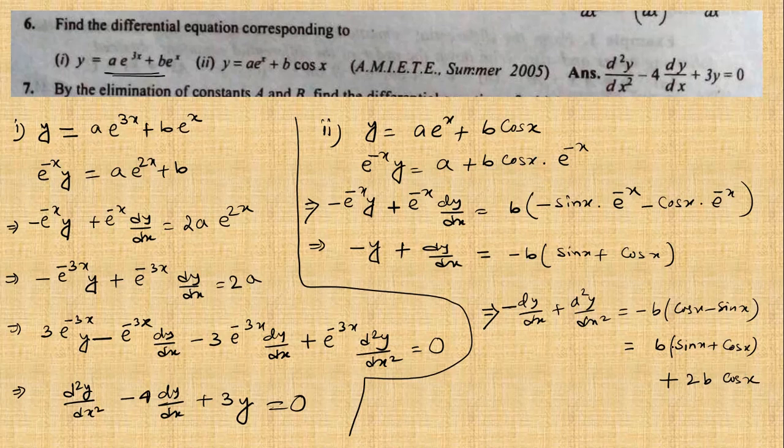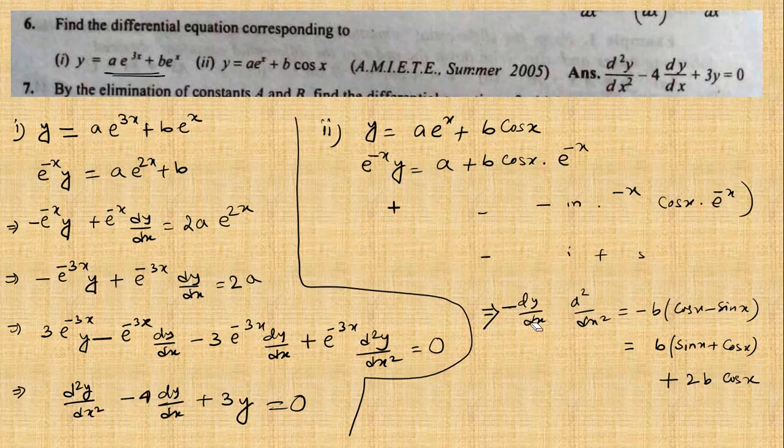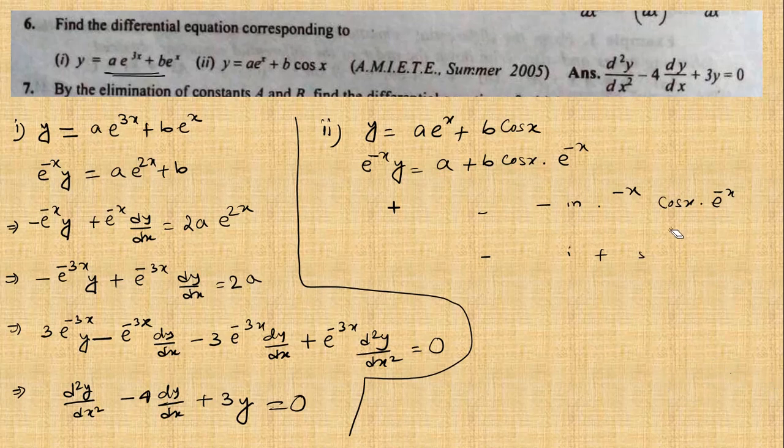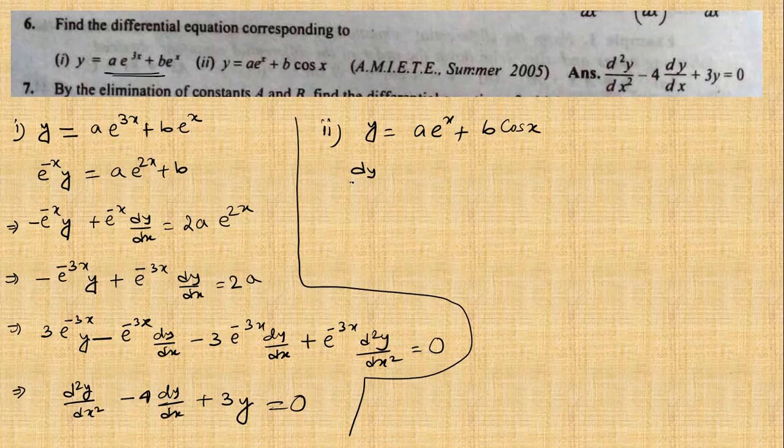This is making it difficult. Sorry, we can process in another way. Suppose you take the derivative first, simply the derivative. So what we get, dy dx will be a e to the power x minus b sin x.